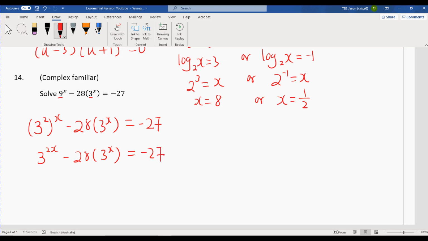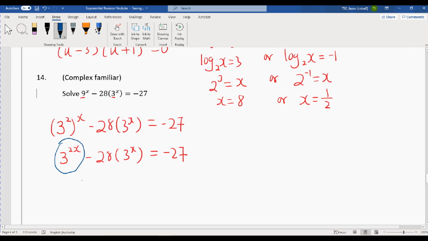Okay, so I'm going to think about this term a little bit more. How about this thing? We know 3 to the power 2x can be considered as (3 to the power x) squared, right? You just move that 2 outside the bracket. So you could see that 3 to the power 2x can actually be considered as 3 to the power x, the whole thing squared.